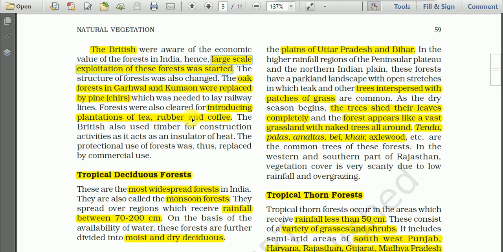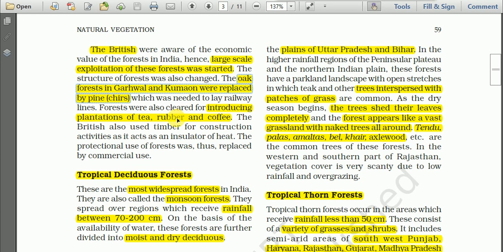The structure of the forest was also changed. The oak forests in Garhwal and Kumaon were replaced by pine. Oak was needed to lay railway lines, so the oak forest was cleared and replaced by pine trees. In this way, the original forest structure has been changed due to human activities.